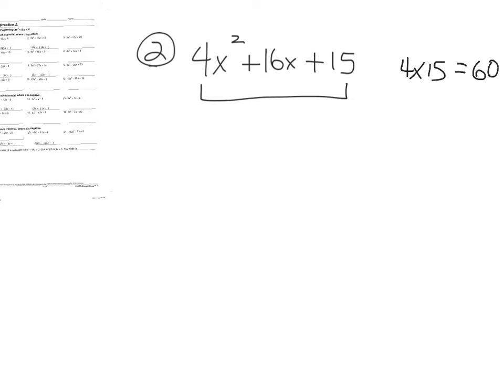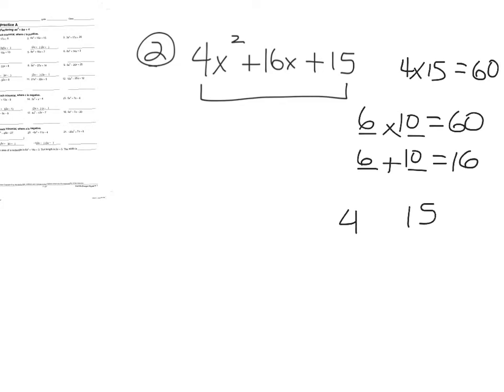So I'm still looking for the factors of 60, two numbers that will multiply to give me the 60, but the same two numbers that when I add them, I get 16. So again, you can start your list. One thing that I like to do is, anybody know what the factors are before I even do it here? Jamie? 6 and 10. 6 and 10.